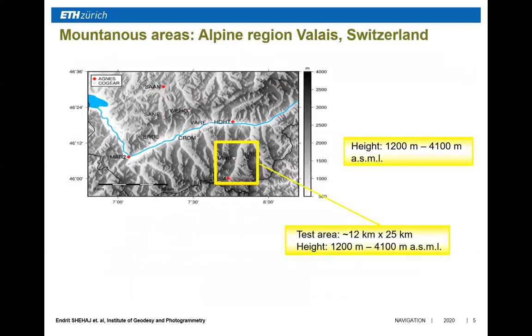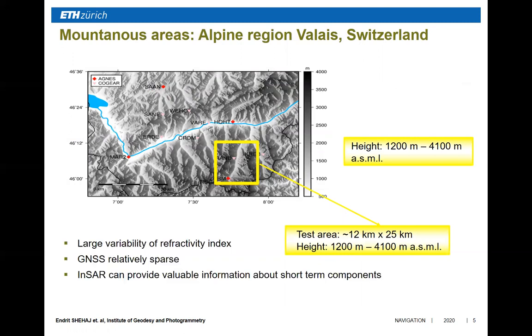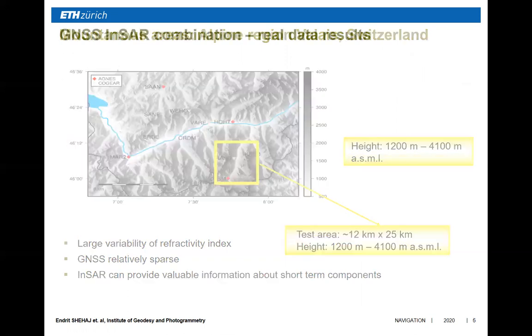Our area of investigation for this paper was the Alpine region in Valais in Switzerland. It's an interesting area because, due to the high variability of altitudes, we also have large variability of the refractivity index. This is a challenging area because GNSS is relatively sparse. Furthermore, we also have InSAR measurements here, which can provide interesting results about short-term components.